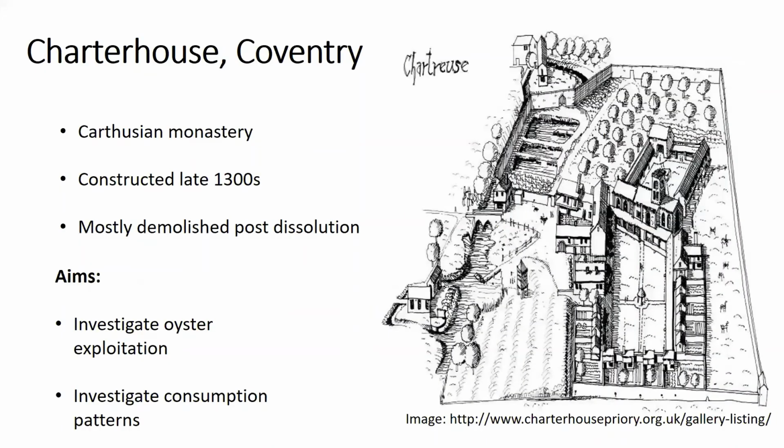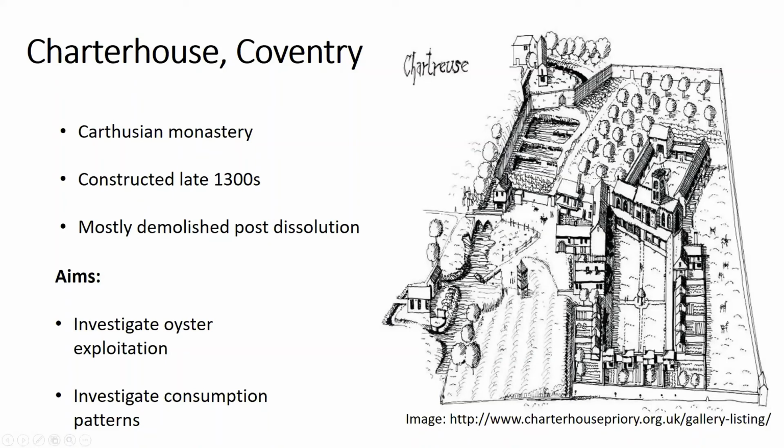So moving on to a slightly briefer second study of some shells from Coventry. These are shells from the medieval Charterhouse, which is a Carthusian monastery in Coventry, that was constructed in the medieval period in the late 1300s and had a relatively short 250-year life before Henry VIII decided he didn't quite like monasteries and had the whole thing torn down in the dissolution. Well, most of it. A few buildings did survive.